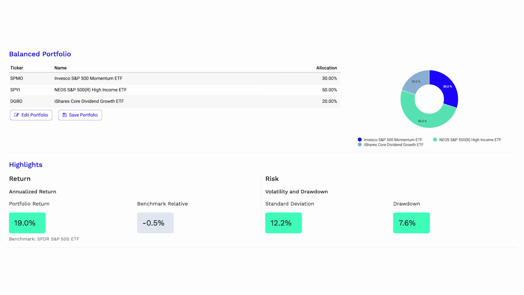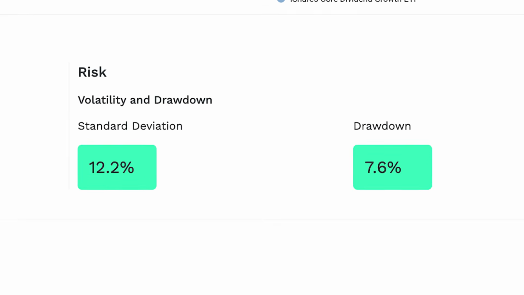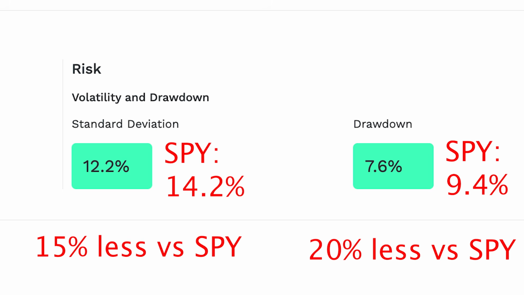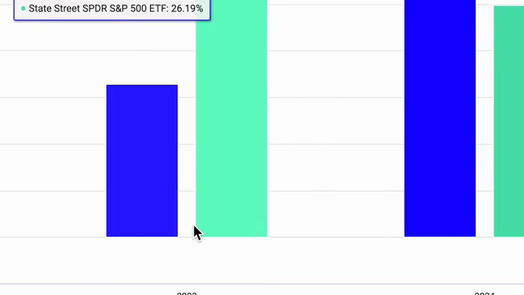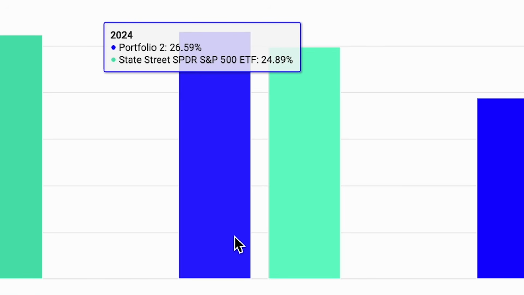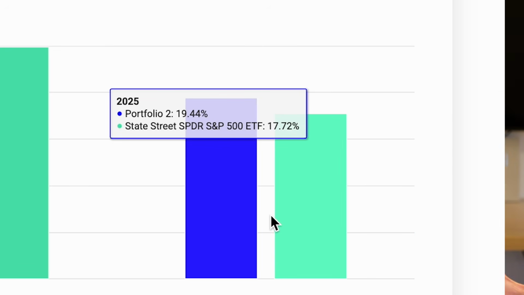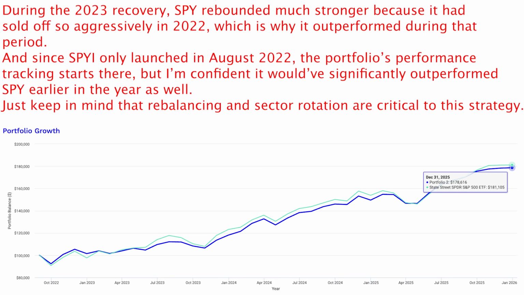Using our 50-30-20 structure and the most recent inception date from SPYI, this 3 ETF combination has matched the total returns of the S&P 500 while delivering much lower standard deviation and drawdowns. During the 2022 bear market, it significantly outperformed the index, and it continued to do so in 2024 and 2025 thanks to the combined market exposure of SPYI and the momentum of SPMO.